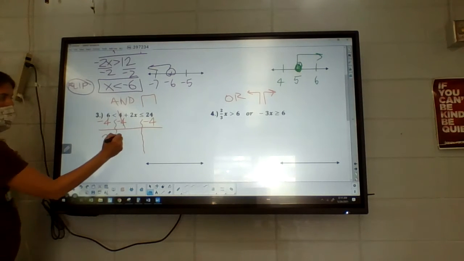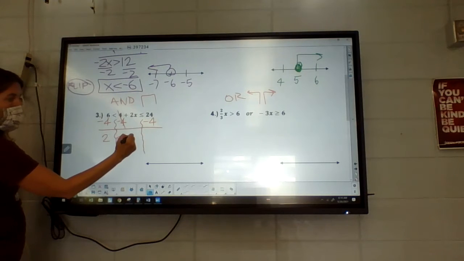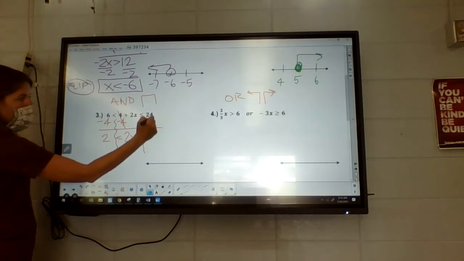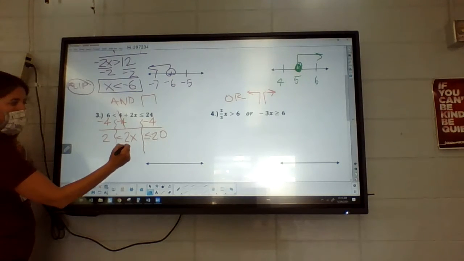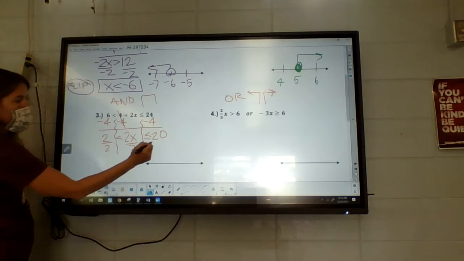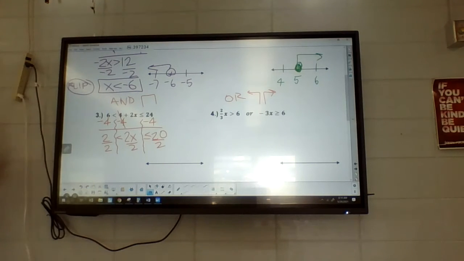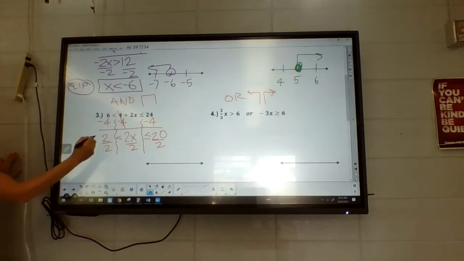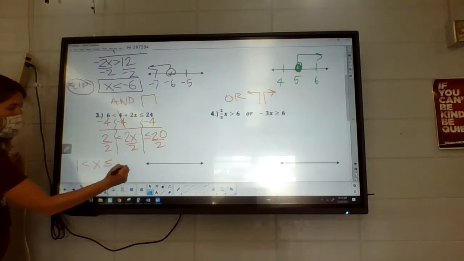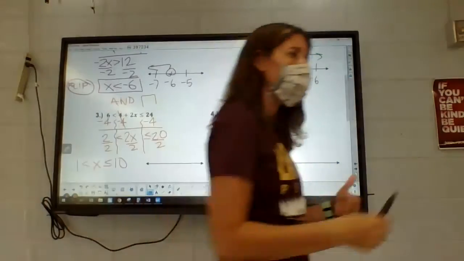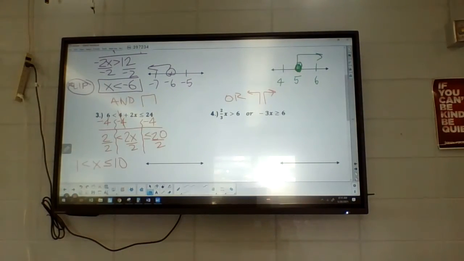So we have 2 here. In the middle, right now I have a 2x. And here I have 20. So I want to get that x alone in the center. So it's being multiplied by 2, so I'm going to divide by 2. But I'm going to divide all 3 parts by 2. So 2 over 2 is 1. So this, when we're done, is considered a compound inequality.